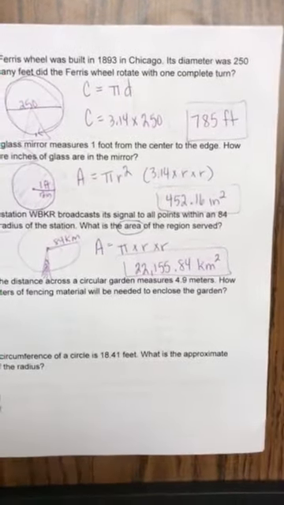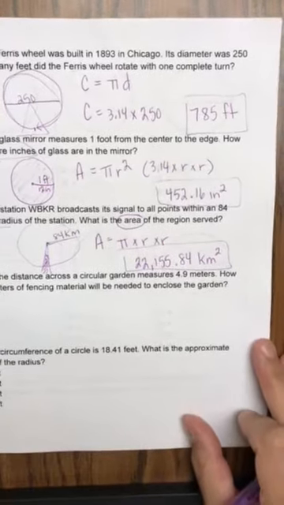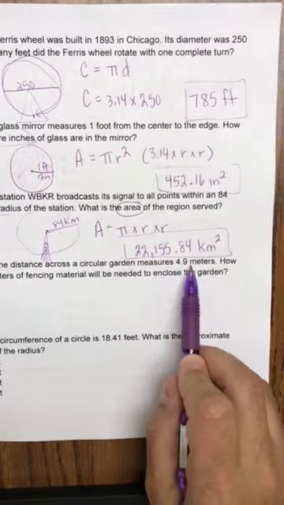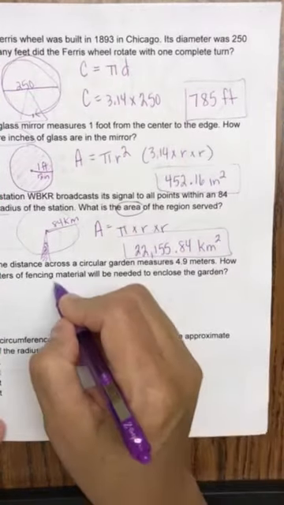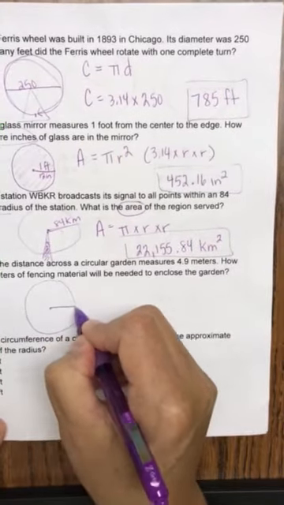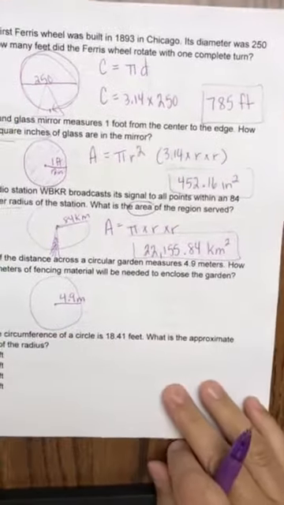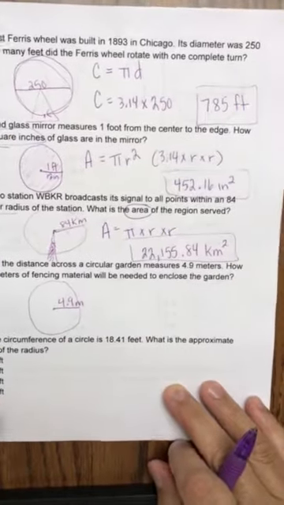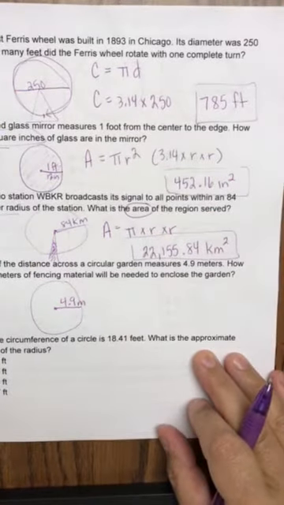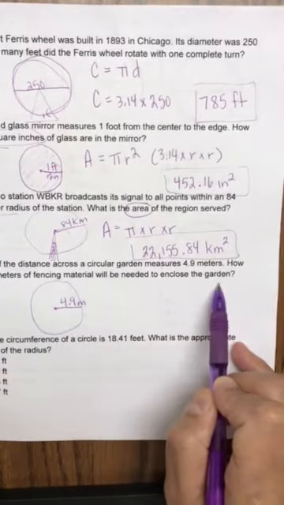Okay, we're going to keep going, and we're moving to number 11. Half the distance across a circular garden measures 4.9 meters. So here is my circular garden, and halfway across, that's a radius, is 4.9 meters. It does help me to draw a picture. That's something I would always recommend. Draw a little picture of it so you can label it and figure it out. How many meters of fencing material will be needed to enclose the garden?